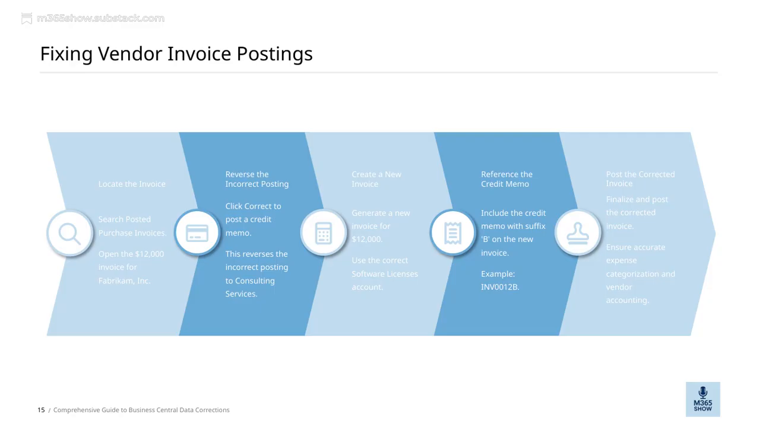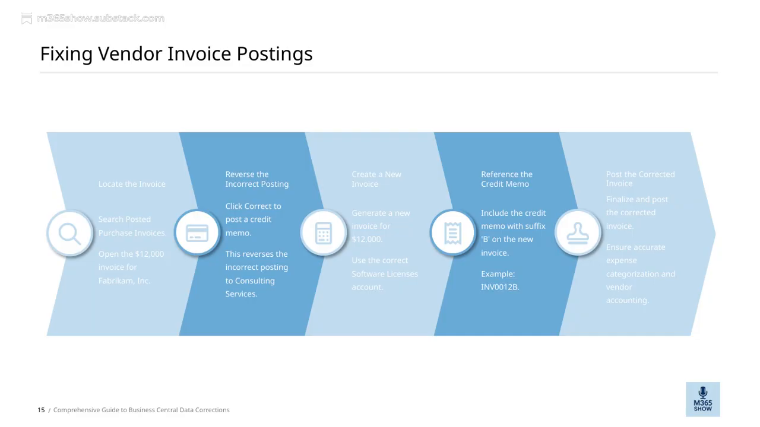Now that we've identified the need to correct the vendor invoice, the next step is to finalize and post the corrected invoice. It's essential to ensure that the expenses are categorized accurately and that the vendor's accounting records are correct. This helps maintain clean financial data and simplifies future reporting.